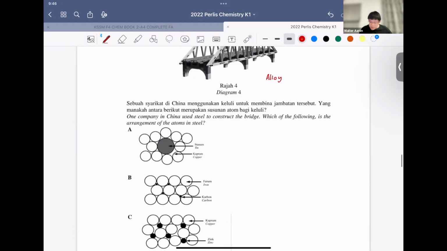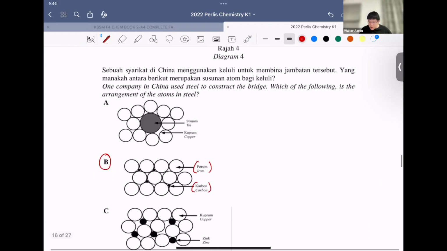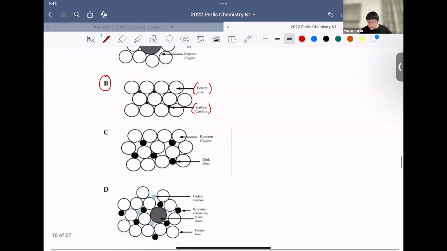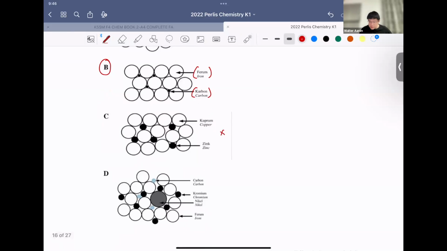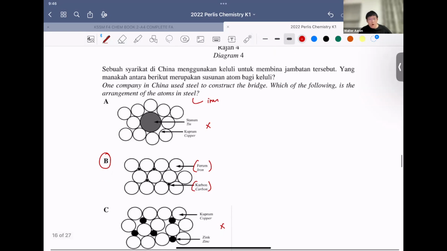I think it's most likely B because steel is made out of iron and carbon, right? So iron and carbon. If you ask me why is it not D then, for example, we know for sure copper and zinc is not the main substance for the steel because the main composition of steel is iron. Iron is the main constituent. So A and C here have no iron at all inside, so therefore it cannot be steel.